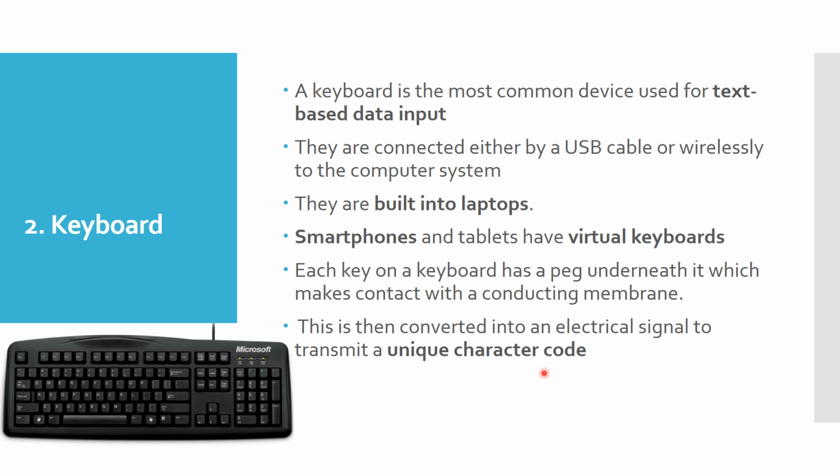Whenever you press some key on the keyboard, the membrane underneath it is pressed, and a signal for the unique character code of that key is sent to the CPU, right? And then the CPU works on those signals and finds out which character this is.